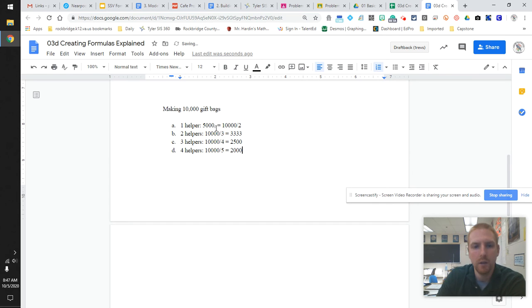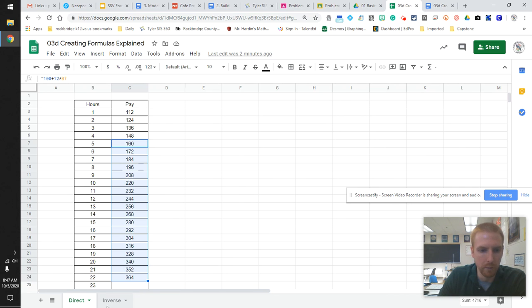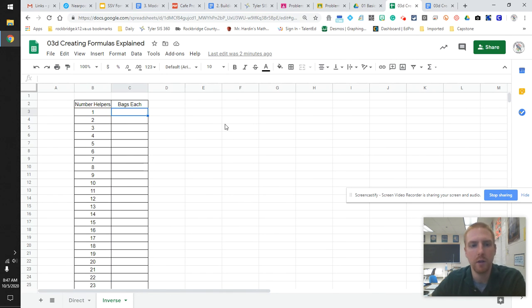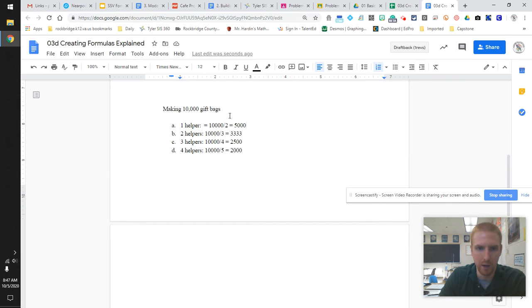Okay. So again, if you've got all this stuff done, then you've got it to check by anyway. So let's go over here and try to make a formula out of it. So number of helpers and number of bags each. So let's look at what stays the same, what changes. 10,000 stays the same. There's 10,000 bags to be made. That's never going to change. I need that done. What does change is how many people I can get to help me. So the variable is how many people are helping me.